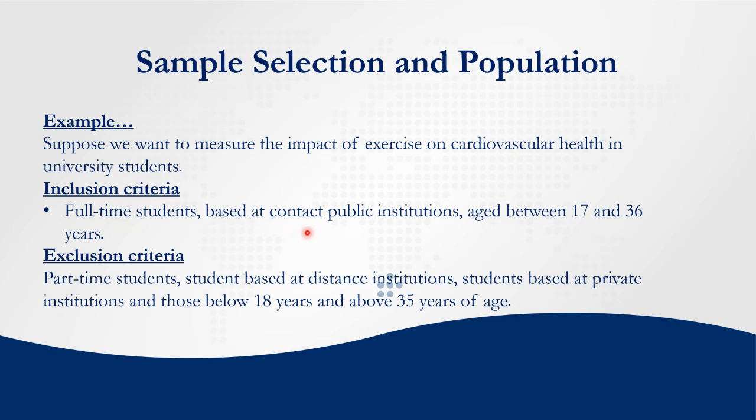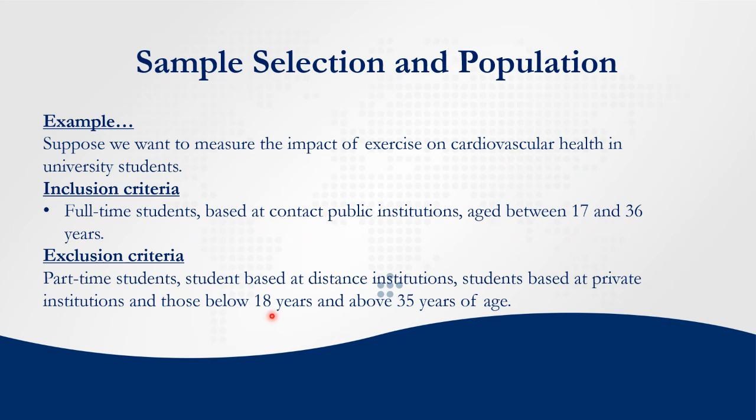They are at contact public, and then they're between 17. So maybe you don't want to seek parental consent, so you are excluding those who are below 18. And you also maybe want to limit the study, even though you are saying university students, maybe you want to limit it to young people. So you will specify the criteria, and then the exclusion obviously will just tell us who is excluded.